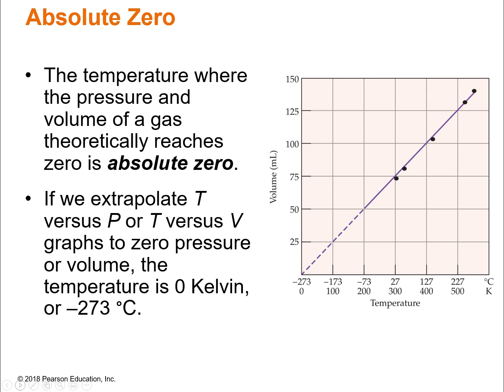So related to that, the concept of absolute zero. The temperature where the pressure and volume of a gas would theoretically reach zero is called absolute zero. And we can't get there yet. We can get really, really close to absolute zero, but we have not achieved absolute zero. And when you're looking at the temperature and the volume, like on this plot here, if you extrapolate all the way back to 0 Kelvin, it's the same thing as negative 273 degrees Celsius. So that is absolute zero.